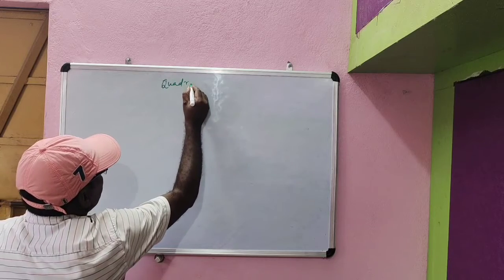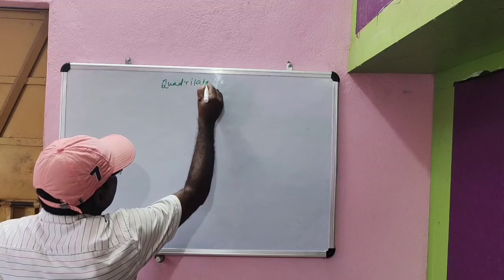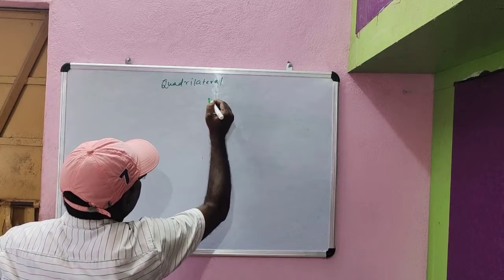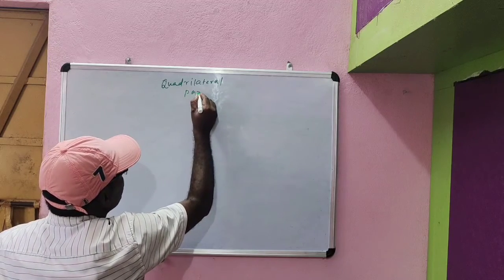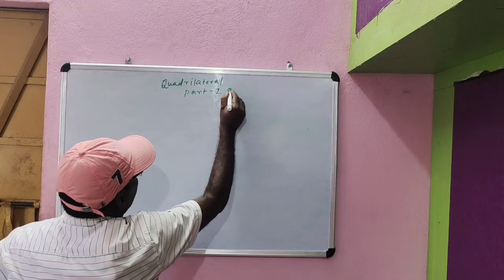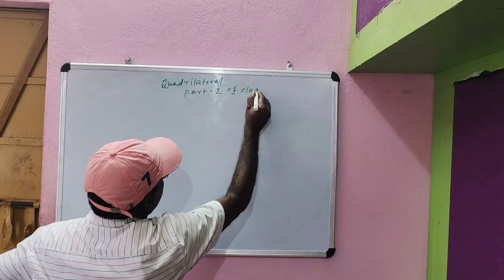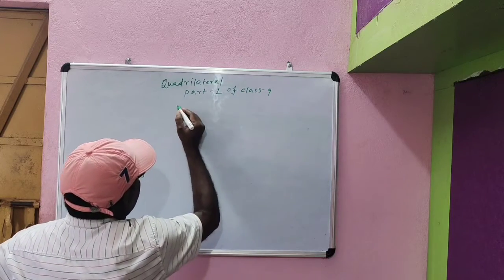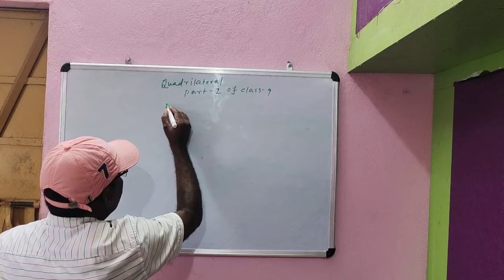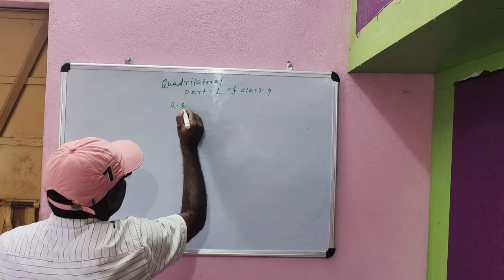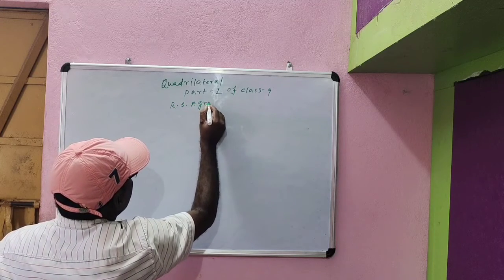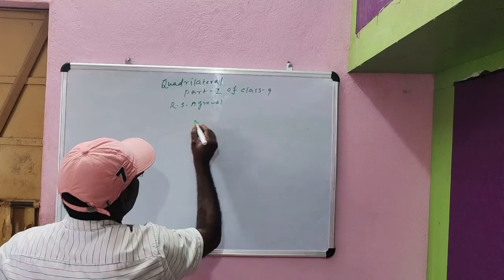In the previous class, we discussed the chapter Quadrilateral, part 1 of class 9. The name of the author is R.S. Agrawal.